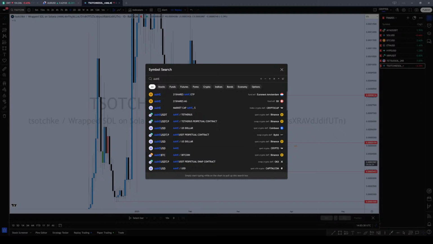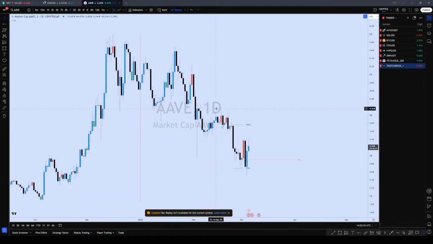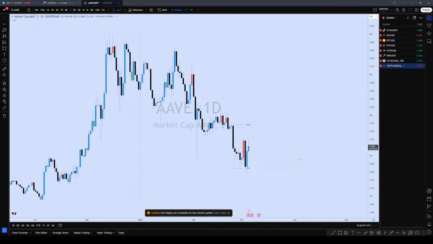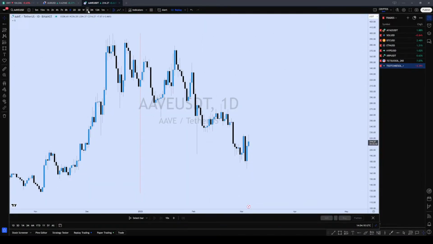I don't know what that is. AAVE. I guess it's that one because it has the dollar sign. Yeah, probably that one. Okay. AAVE USDT. Okay, it's the same thing, right? Let's see.